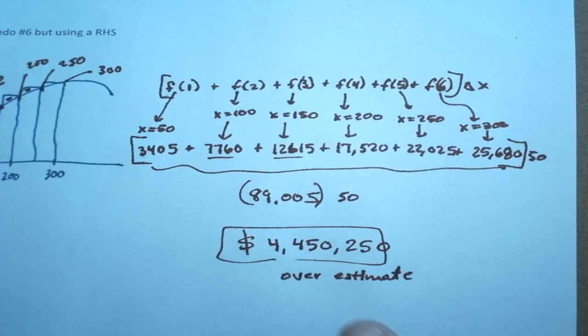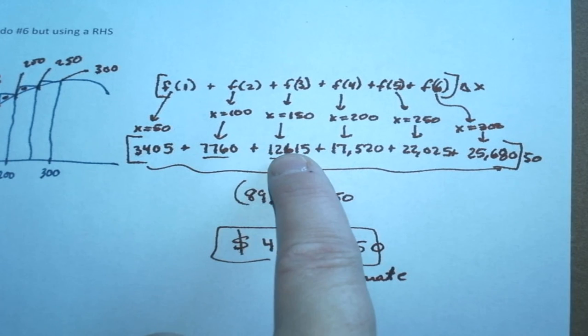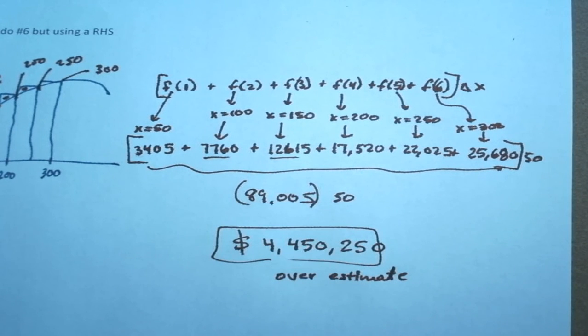If you read your book, they're going to take that number times 50, that number times 50, that number times 50, and add them all up. I like to add those up and then multiply by 50. It is the same result. So that's how we do a left-hand and a right-hand Riemann sum with 6 intervals.